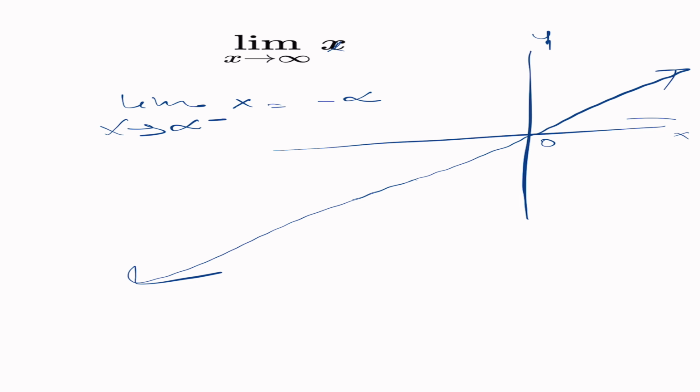to the positive side to infinity. So limit x approaching positive infinity, we get positive infinity. When approaching from negative infinity, you get negative infinity. When approaching positive infinity, you get positive infinity. So this means this function is also undefined. You get infinity, undefined. So this does not exist. This function also does not exist.